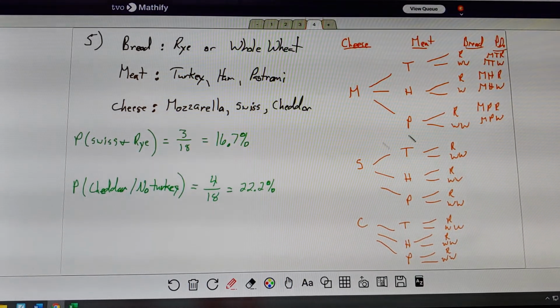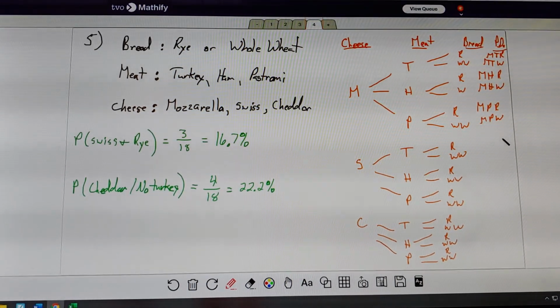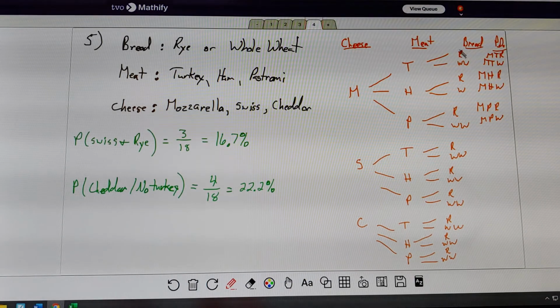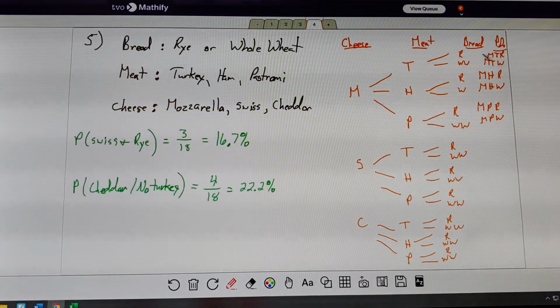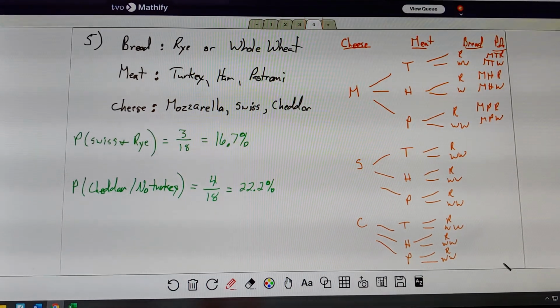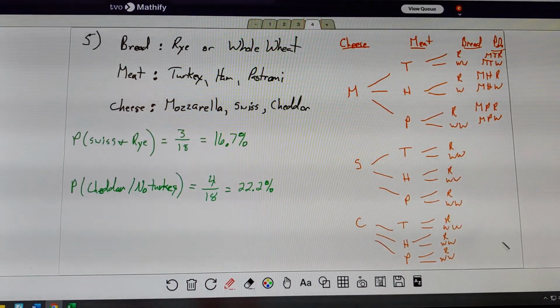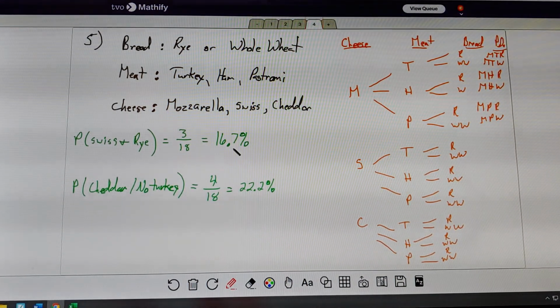For total possible, you could count all your possible outcomes, or, as I mentioned in a much earlier video, a way of doing it is just multiply how many choices there are. So there's 3 choices for cheese, 3 choices for meat, 2 choices for bread. 3 times 3 is 9, times 2 is 18. That's a good thing to do just to see if you have all the proper number of possible outcomes written down. So it's a way of double checking that your tree diagram's working out. So then 3 divided by 18, 16.7% chance.